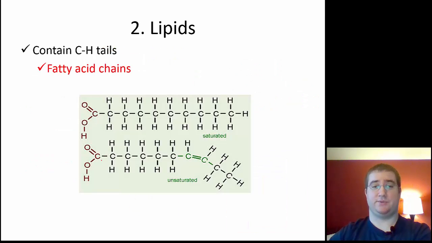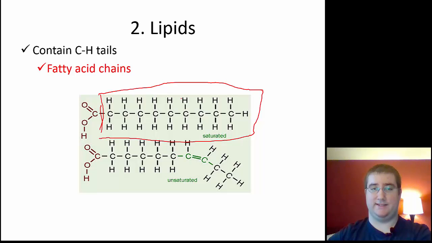So what's the actual shape of a lipid? So the key shape is the tail structure. So lipids have a fatty acid chain or a CH tail. So when you're looking at something and you see these big long CH chains or these tails that stick off of it, those are characteristic shapes of lipids. So carbohydrates are rings, while lipids have these big long CH chains.